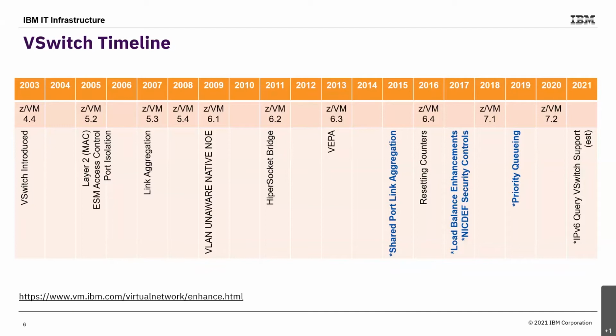Okay, cool. That makes sense. And then, in 5.2, and there were other things, I just pulled out a few things from a vSwitch perspective. It did things like layer 2, external security manager, port isolation for the security fans out there as well. And then in 2007 is when the link aggregation came in. So prior to that, it was essentially a single OSA that we would support with some sort of failover capability.